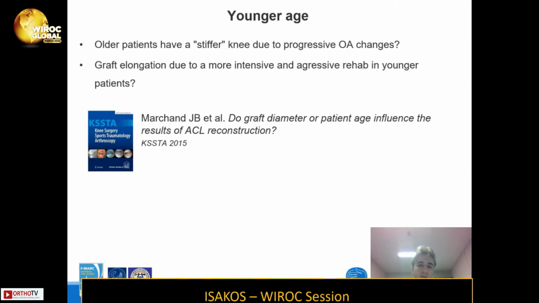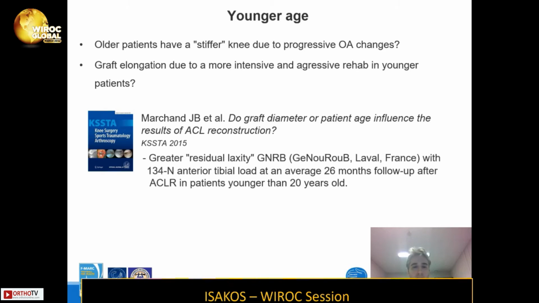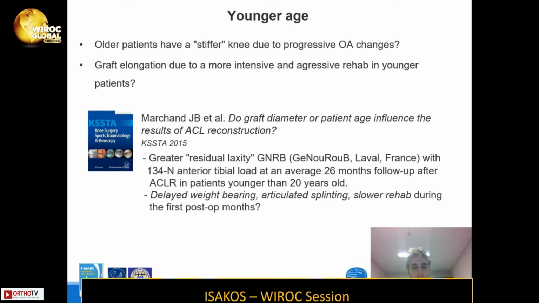Our results are in line with the results by Marchand in this paper published in Case Study. They also found greater residual laxity with 134 Newton anterior tibial load displacement at an average of 26 months follow-up after ACL reconstruction in patients younger than 20 years old. So they and we also hypothesized that probably we should delay weight bearing, maybe use a brace, or use slower rehabilitation during the first postoperative months. That's a possibility.